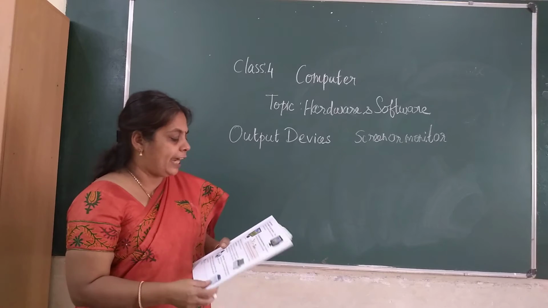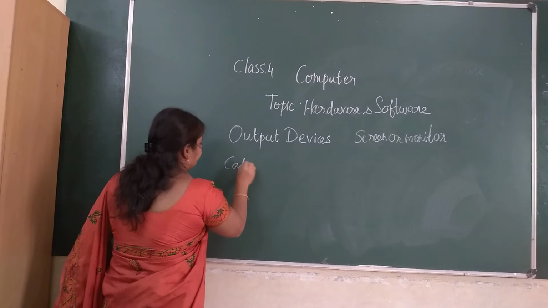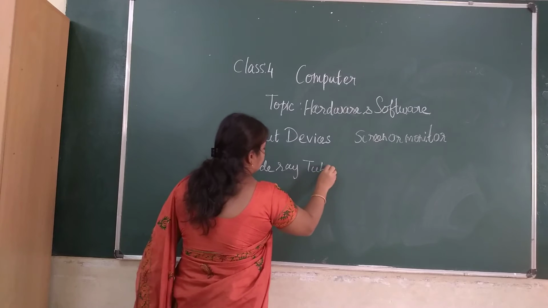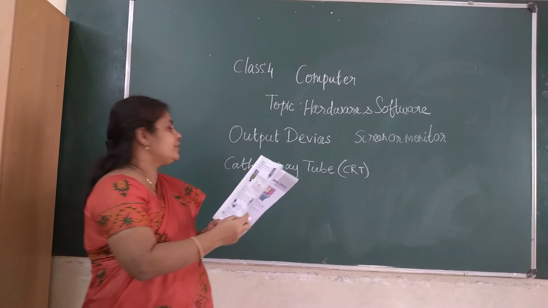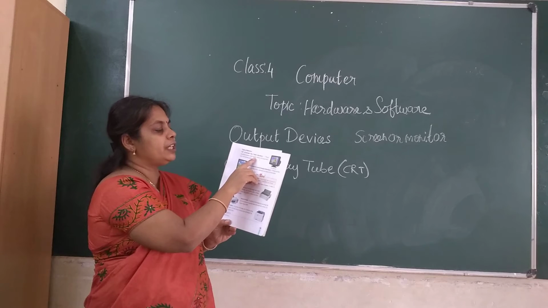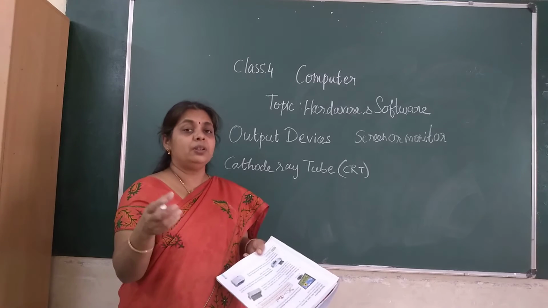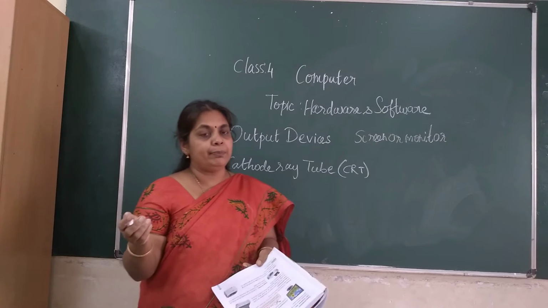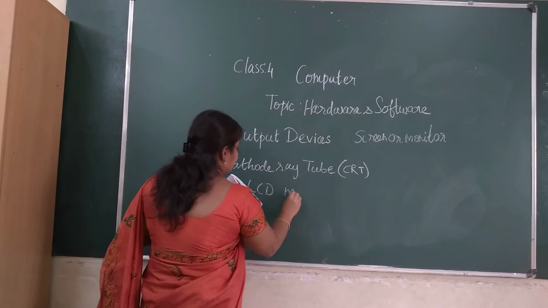So what are the types of monitor you have? The first one is cathode ray tube, children. Cathode ray tubes, short form is CRT monitor. In your textbook also the picture is given, children. These monitors were used earlier. It was very heavy, children, like an old TV. So now it is being replaced by LCD monitors, children.